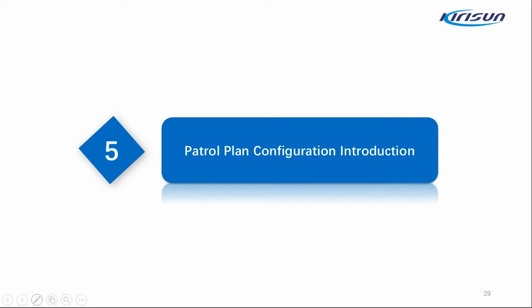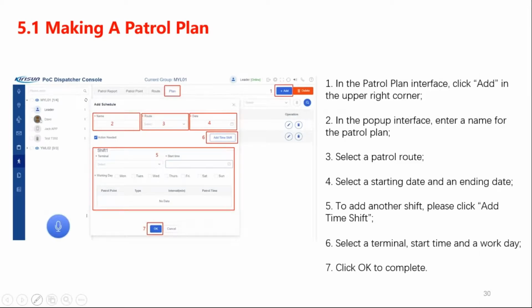Next, I would like to share how to configure a patrol plan in the following. To make a patrol plan, step 1, please click add. And then, in the pop-up interface, please enter a name for the patrol plan. Step 3, select a patrol route. And then, select a starting date and ending date.